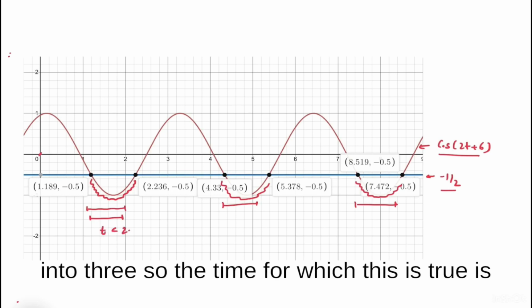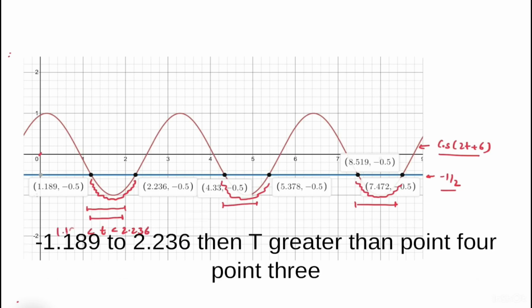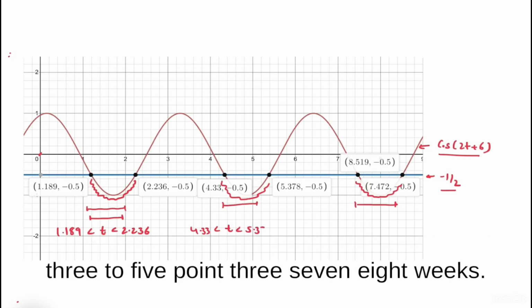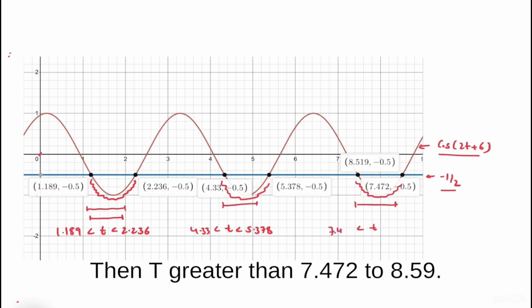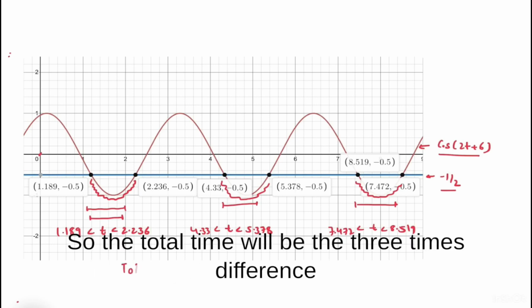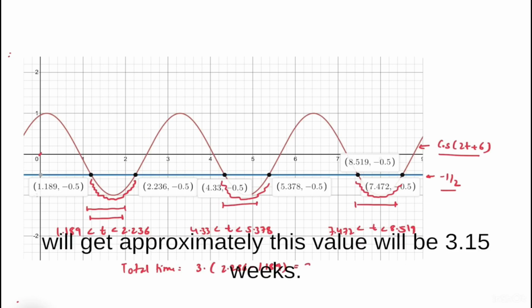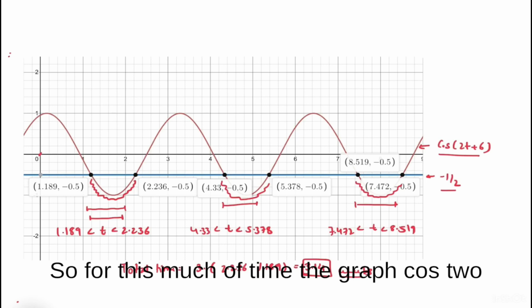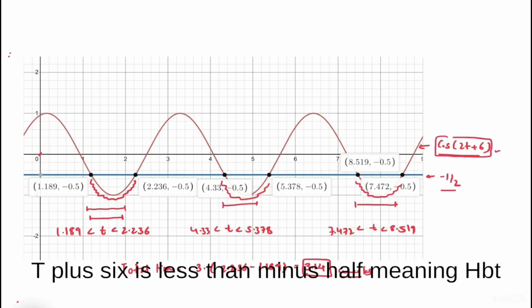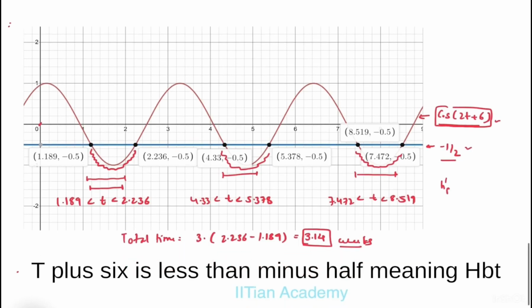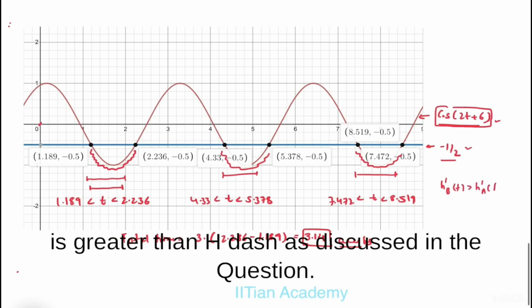So the time for which this is true is 1.189 to 2.236, then 4.33 to 5.37, then 7.472 to 8.519. The intervals are all the same, so the total time will be 3 times the difference of any one interval, which is 2.236 minus 1.189. Solving this, you will get approximately 3.14 weeks. So for this much of time, cos(2t plus 6) is less than minus half, meaning H dash B(t) is greater than H dash A(t) as discussed in the question.